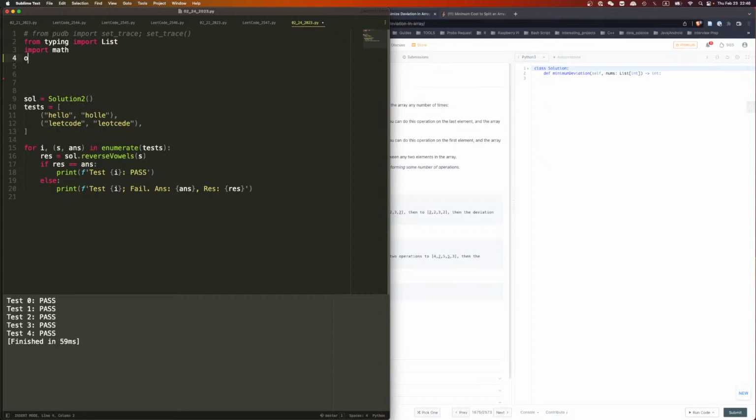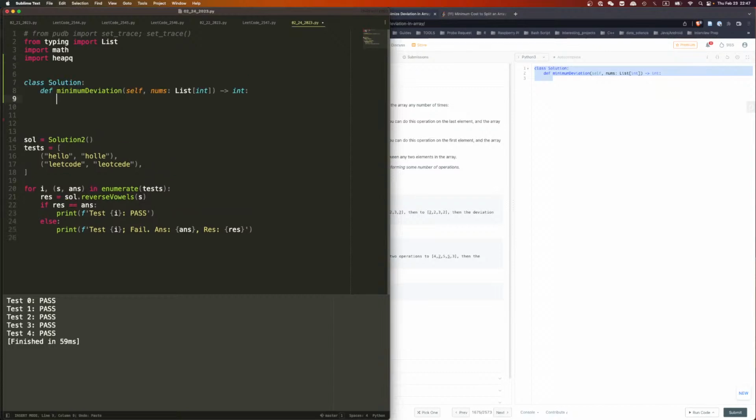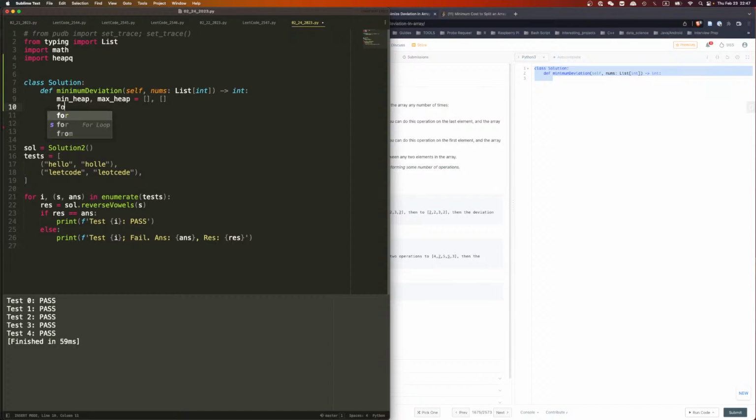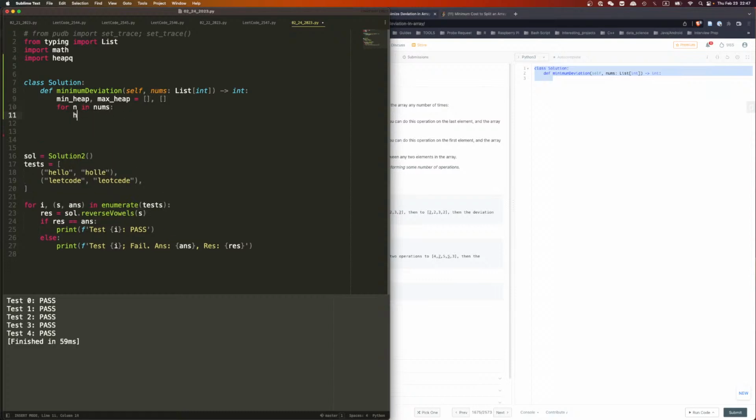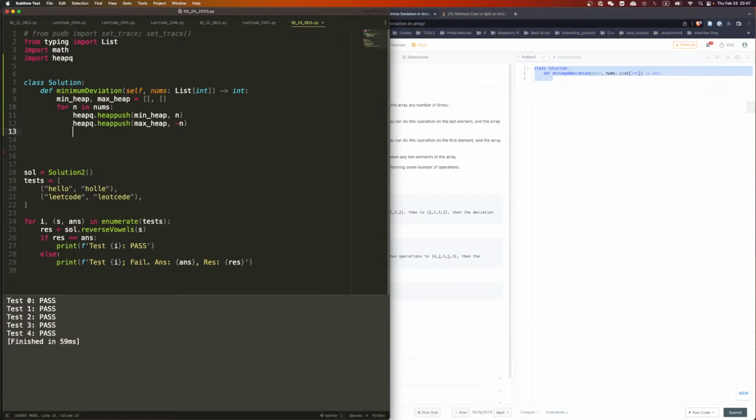No, I'd like to just import heapq. So here's what I mean. We have a min heap and a max heap. Then we say for n in nums, heapq.heappush(min_heap, n), and the max heap is going to be minus n.